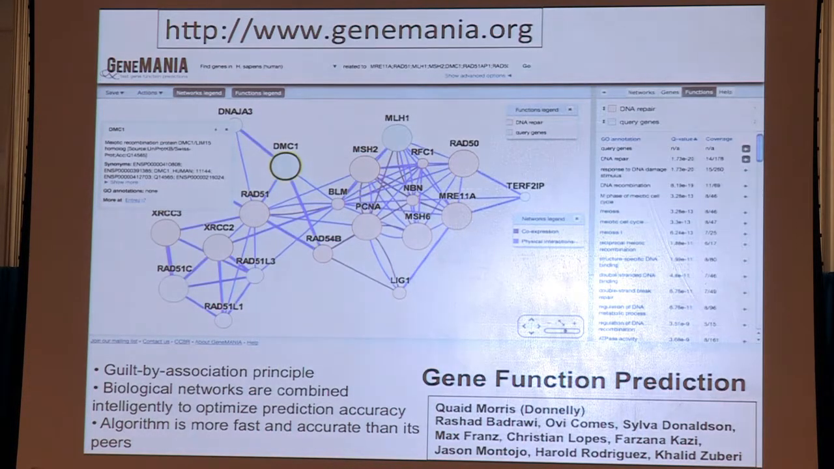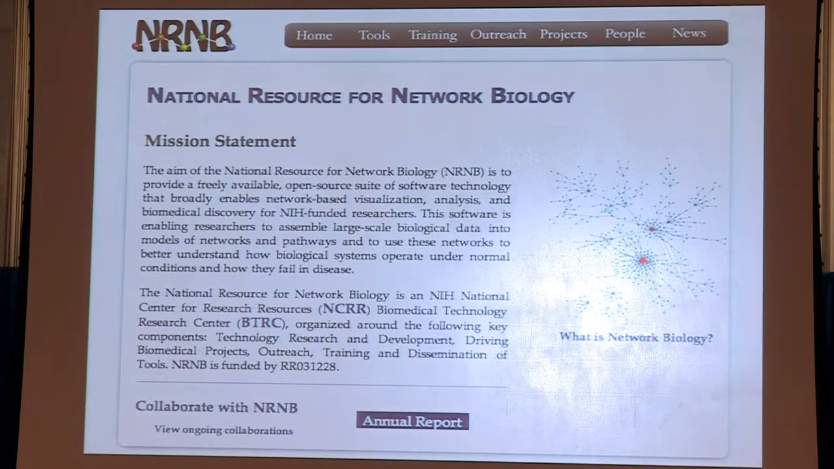So you could upload a weighted gene correlation network as one of the networks, and it would search that as well. So if I have time later, I can show it to you in more detail, but you can try it out at genemania.org.